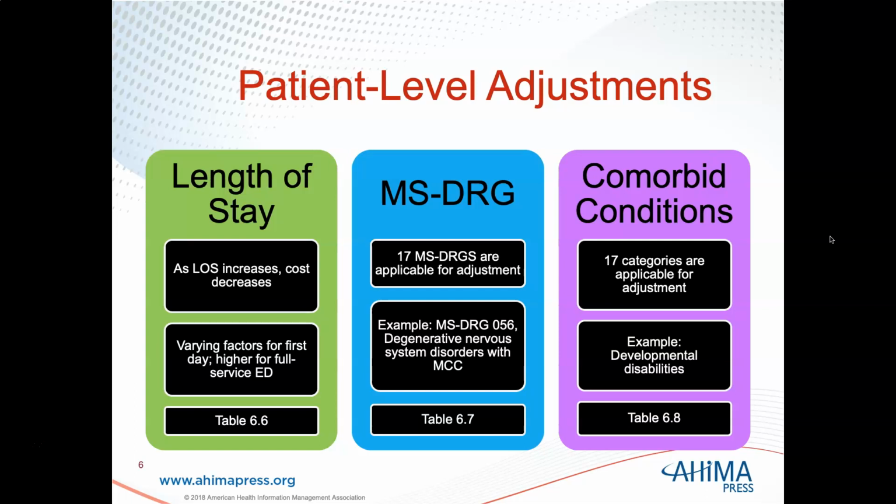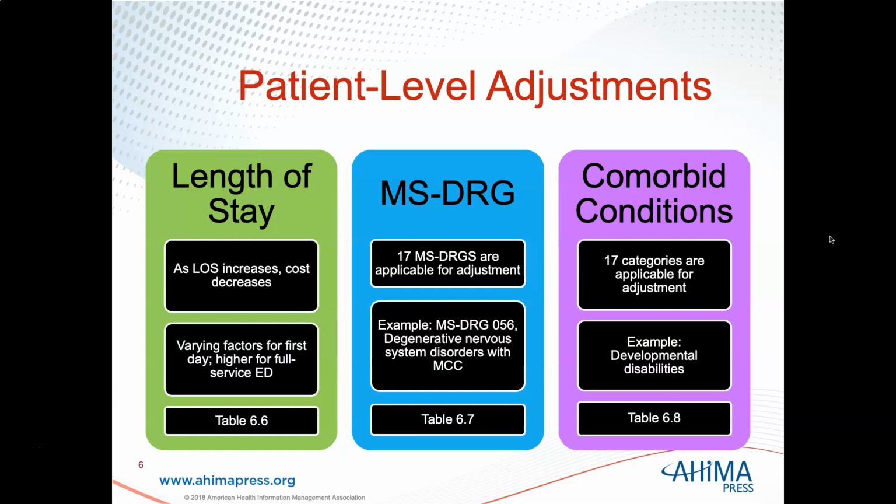As the days go by, that gradually decreases because the intensity is not there. They may still run some tests. They may still do some counseling and therapy and medications and all of that, but it's not quite as intense as it was at the very beginning. So that's why if you look at table 6.6 in your book on page 129, you'll see how that variable per diem payment adjustment happens over time. And then table 6.7 on page 130 lists the psychiatric MSDRGs that qualify for payment adjustment.